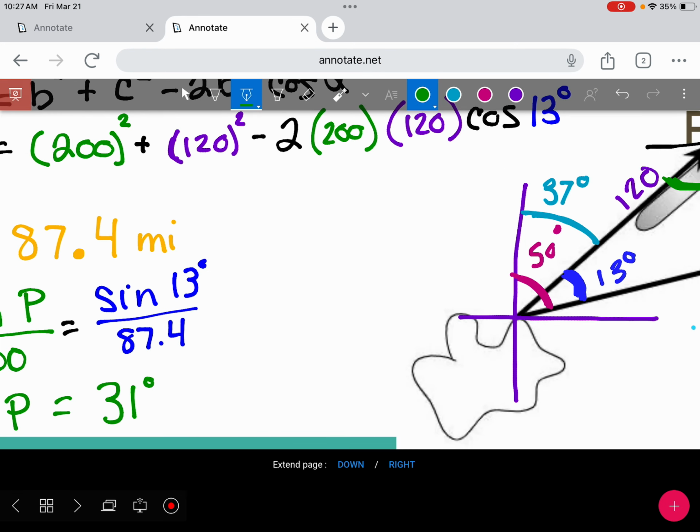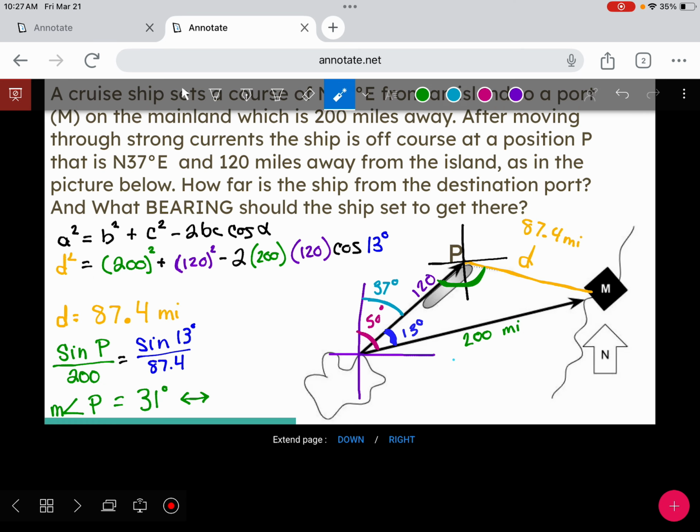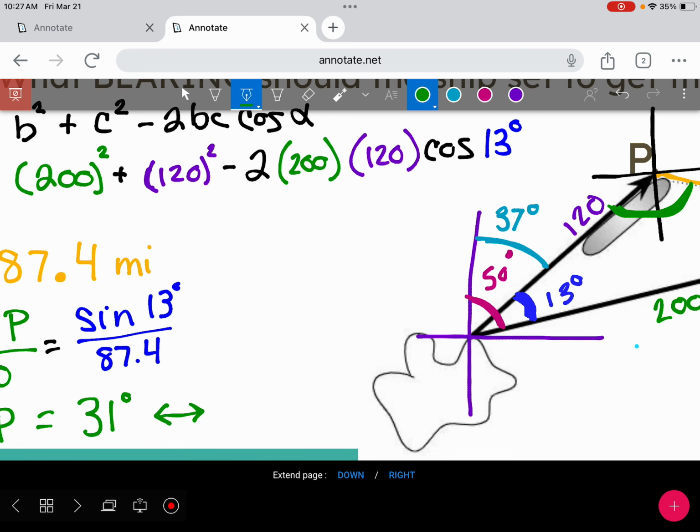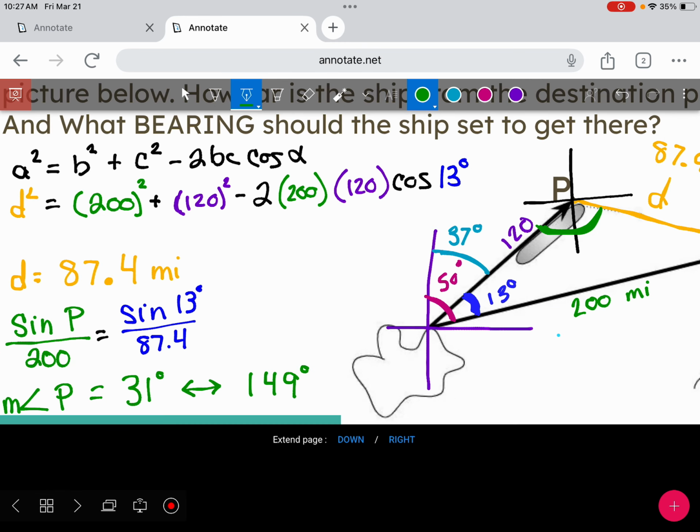So this is an ambiguous case situation. We wound up with law of sines giving us an acute angle, and we had a side angle side situation. So we got to watch out for that ambiguous case. So this should really be 149 degrees. How does that help us find our bearing here?